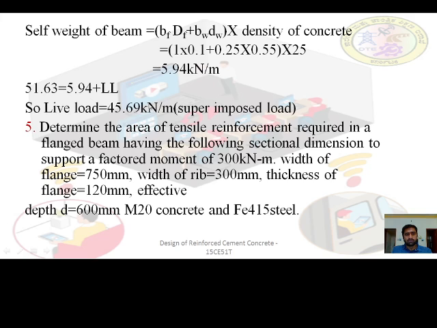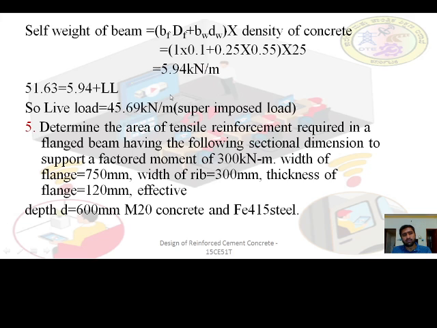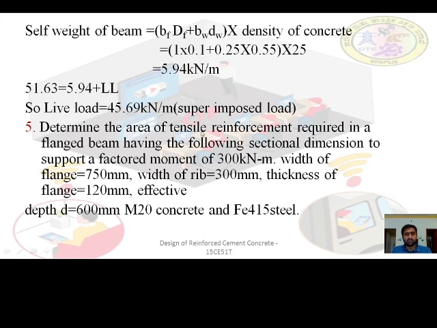So if I substitute here, the live load which can be applied is, I will apply it to this equation, that is total load is equal to dead load plus live load. So our total load here is 51.6 kilonewton per meter. Self weight of the beam is 5.94 kilonewton per meter. So the unknown term is live load. If I subtract this, it comes out to be 45.69 kilonewton per meter. This is the superimposed load.